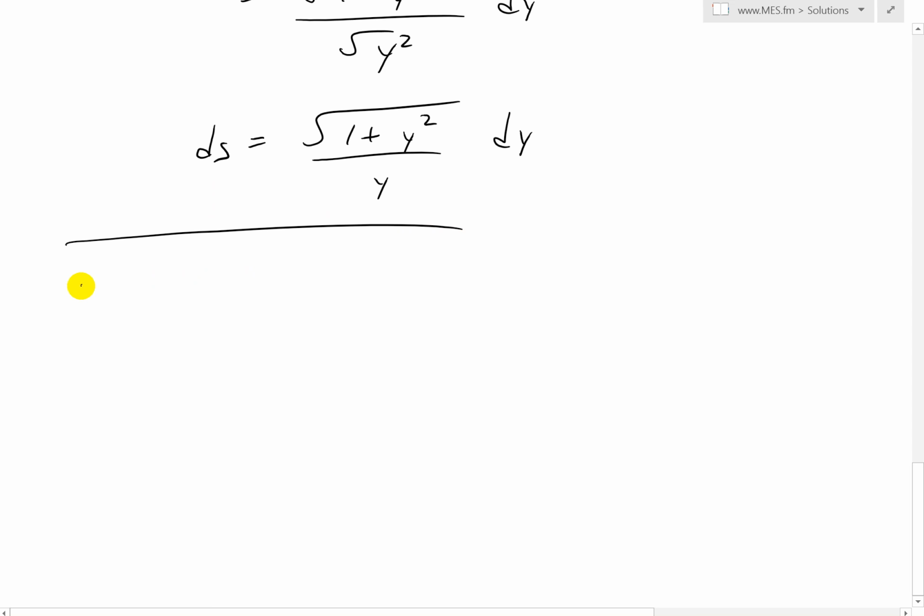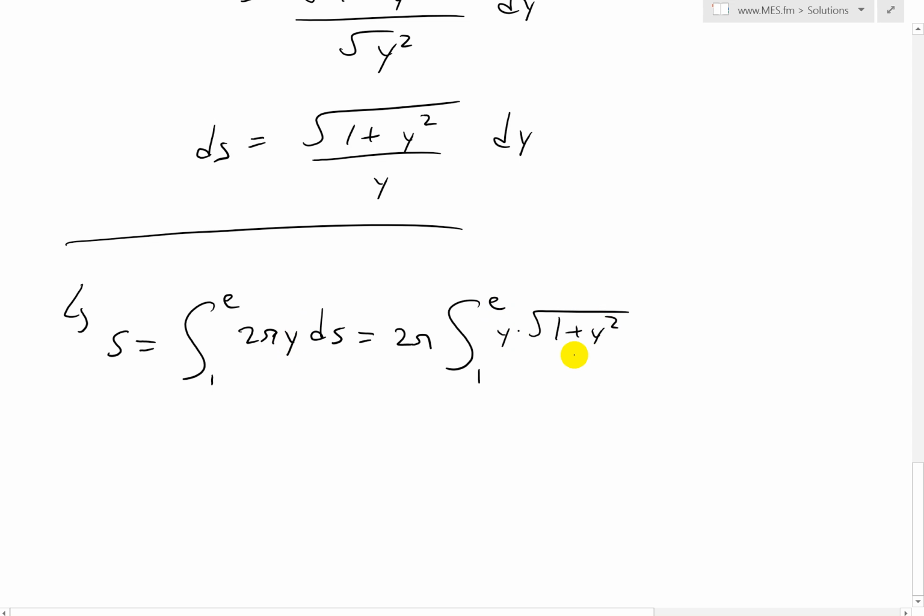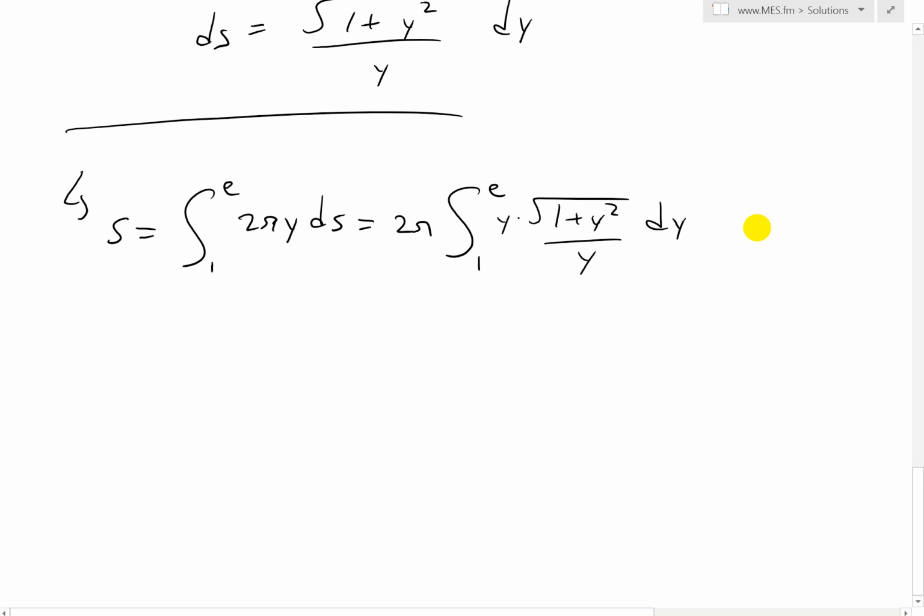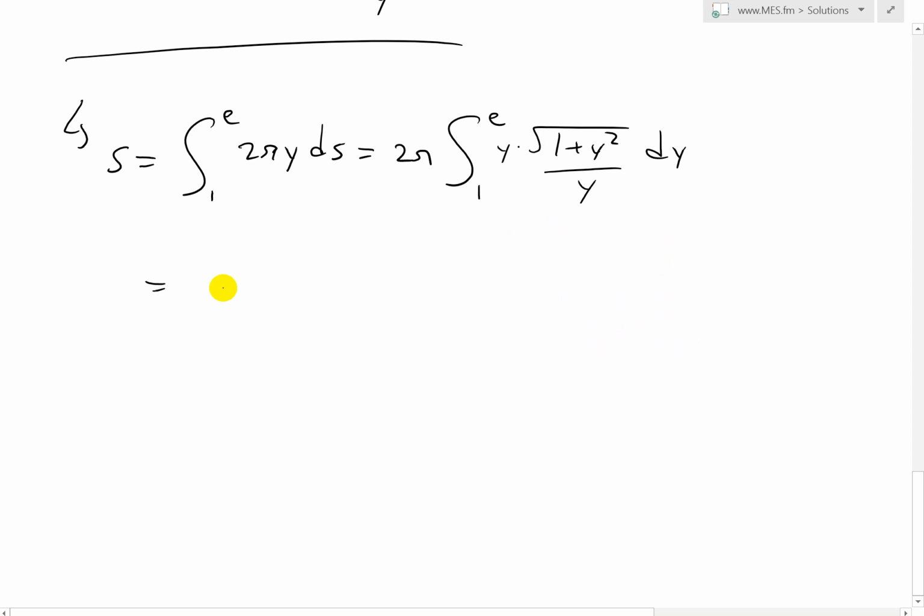So now we put this all together. We have the integral from 1 to e of 2 pi y ds, which equals, take the 2 pi out, 2 pi times the integral from 1 to e of y times ds, which is the square root of 1 plus y squared over y, dy. The y's cancel, so we're just left with 2 pi times the integral from 1 to e of the square root of 1 plus y squared, dy.